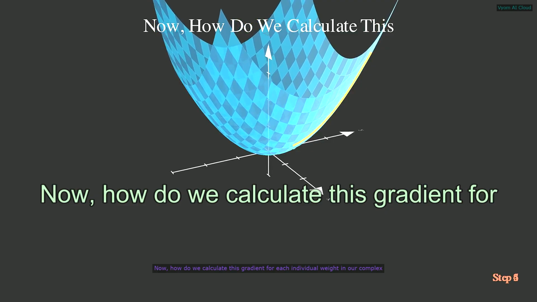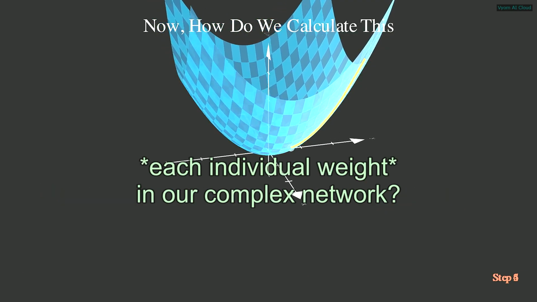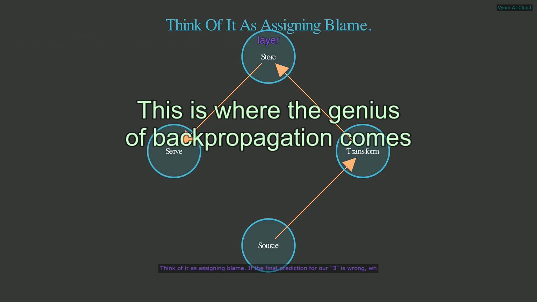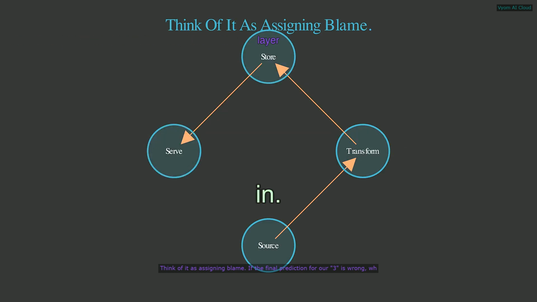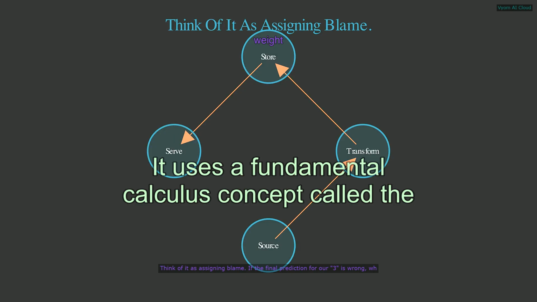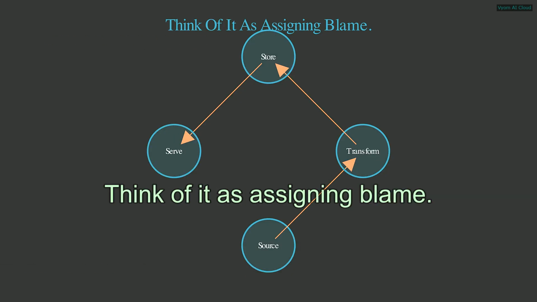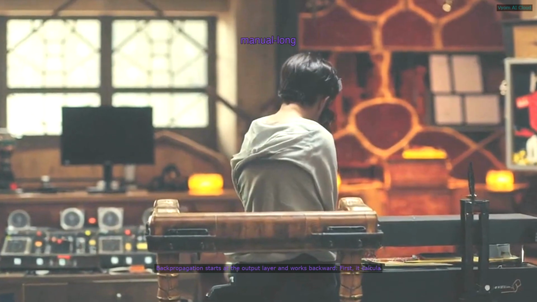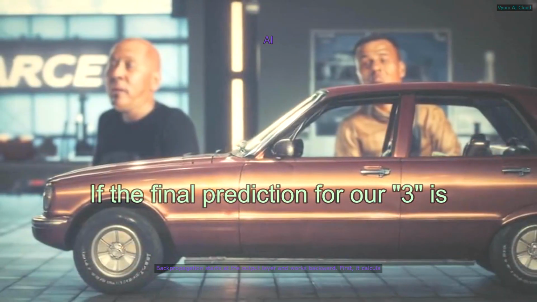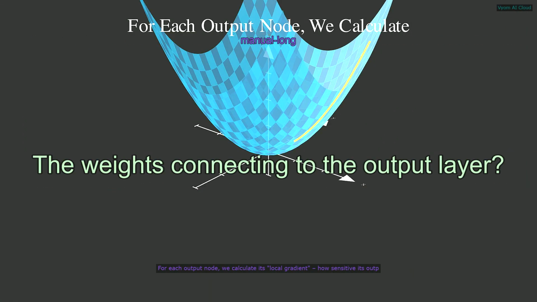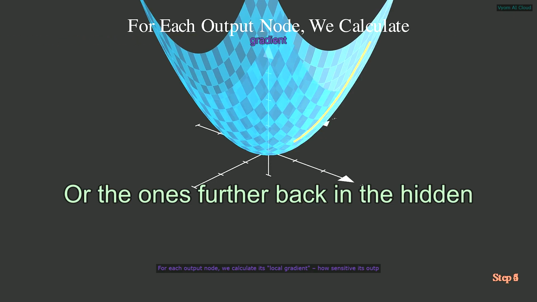Now, how do we calculate this gradient for each individual weight in our complex network? This is where the genius of backpropagation comes in. It uses a fundamental calculus concept called the chain rule. Think of it as assigning blame. If the final prediction for our 3 is wrong, which weights are most responsible? The weights connecting to the output layer? Or the ones further back in the hidden layers?